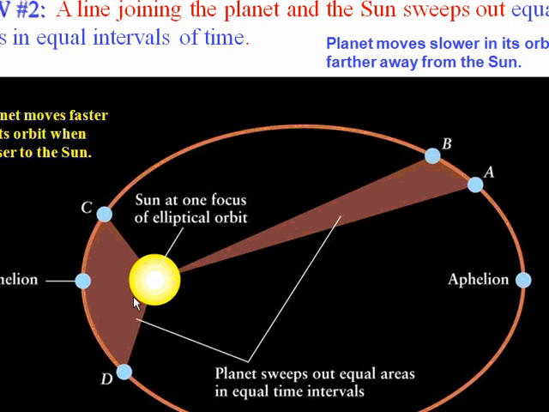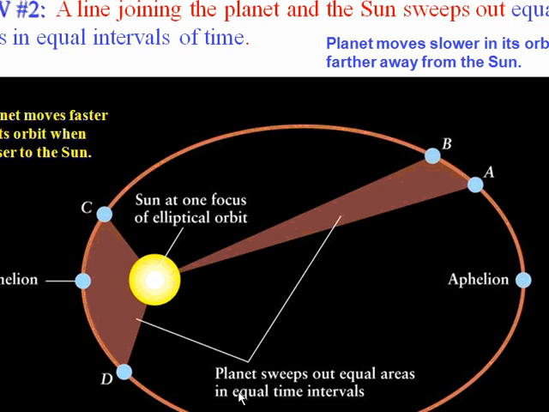And the second law of Kepler says a line joining the planet and the sun sweeps out equal area in equal intervals of time. A planet moves faster in its orbit when closer to the sun, so it makes a reasonable size of area here. But when the planet is far away from the sun, it goes very slowly, so the area that it makes is a little smaller. But if you compare those two areas with the same time period, they are equal. Planet sweeps out equal areas in equal time intervals.